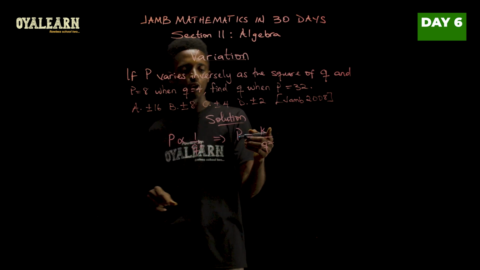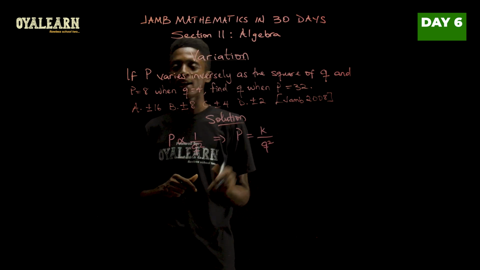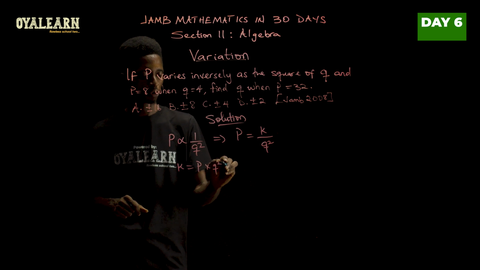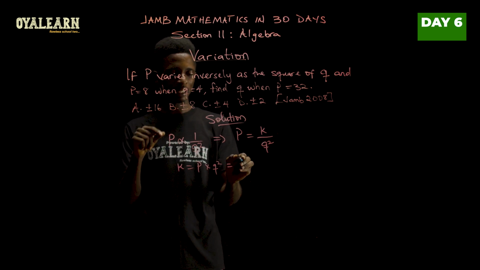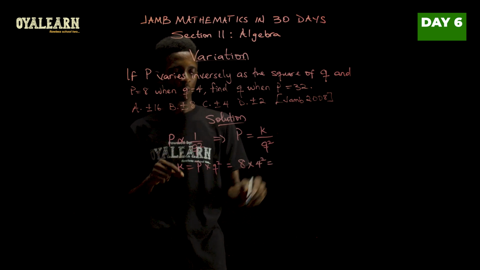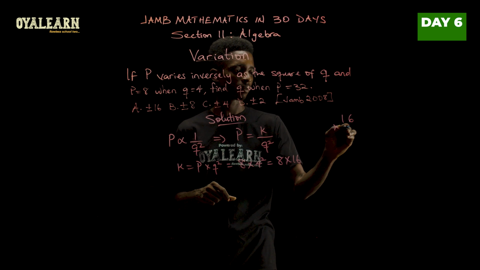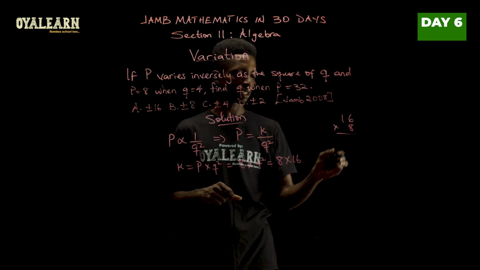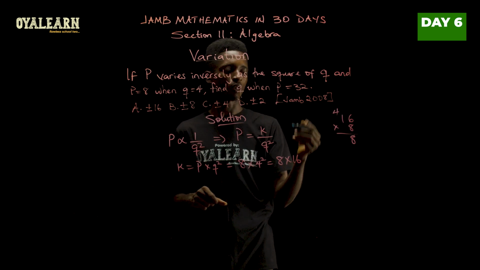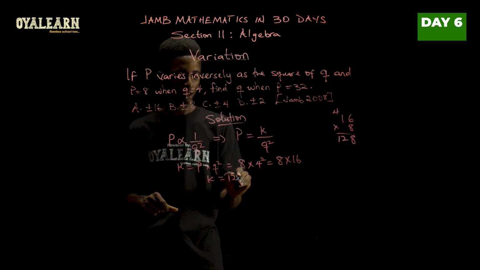Now we have to find the value of k for this equation. This is the equation that relates p to q, but we need the value of k. So from there we can say k equals p multiplied by q squared. Now we are given that p is 8 when q is 4. Working with this, we would have 8 times 16. 8 times 6 is 48, so 8 carry the 4. 8 times 1 is 8, plus 4, and we have 12. So we have k equals 128.